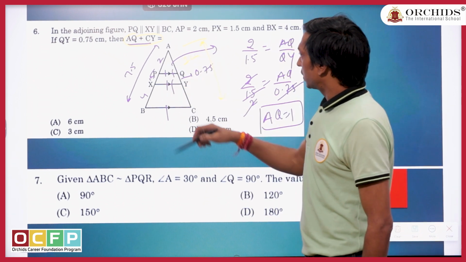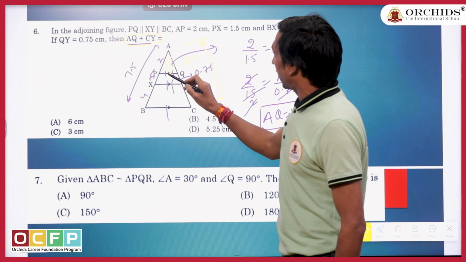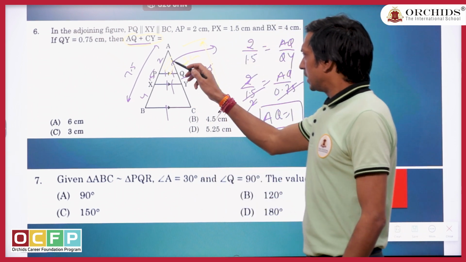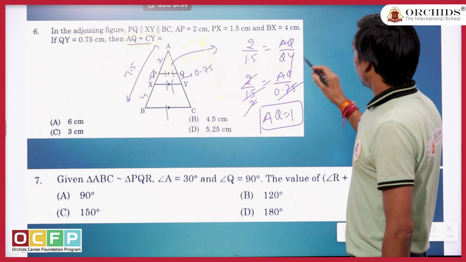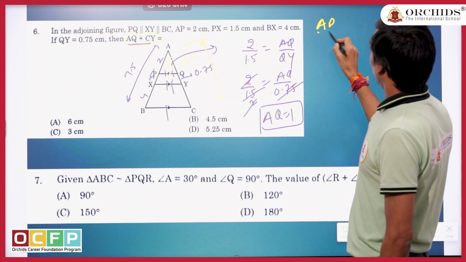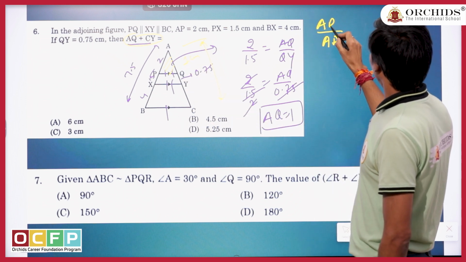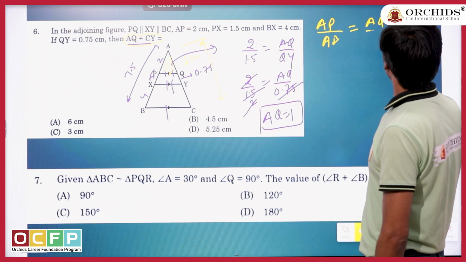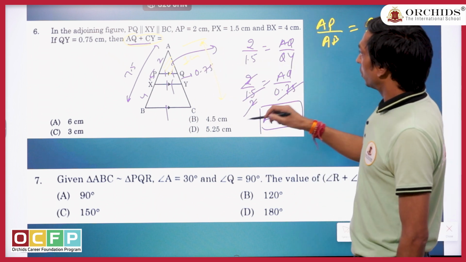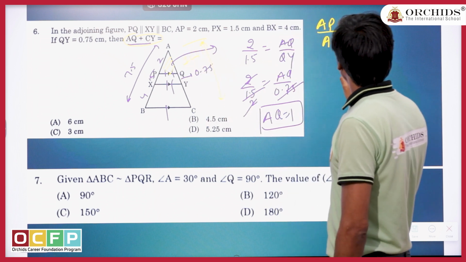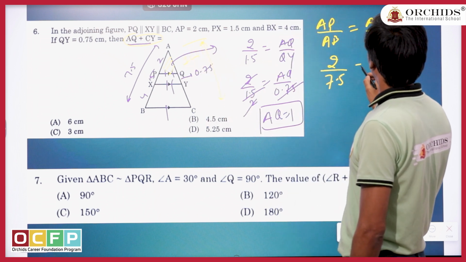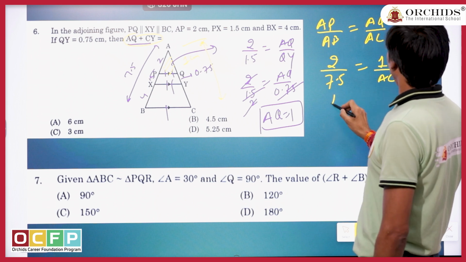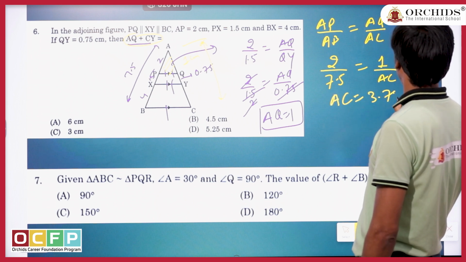So now I can use another triangle. This small triangle and the bigger triangle I can use, and since it is an MCQ, we need not prove that these triangles are already similar, so we can directly use the result: AP upon full length AB is equal to AQ upon AC. AP is 2 upon 7.5, which is equal to AQ, which is 1, upon AC. So when I solve, I'll get AC is equal to 3.75 centimeter.